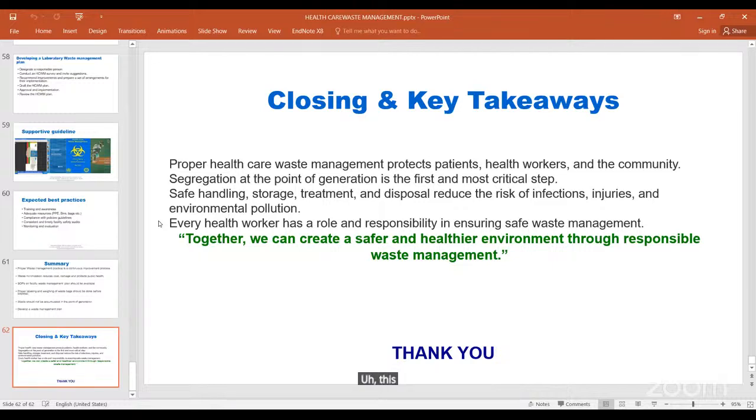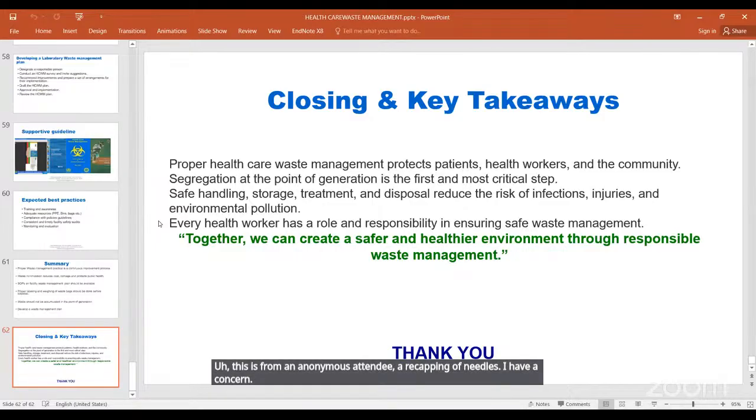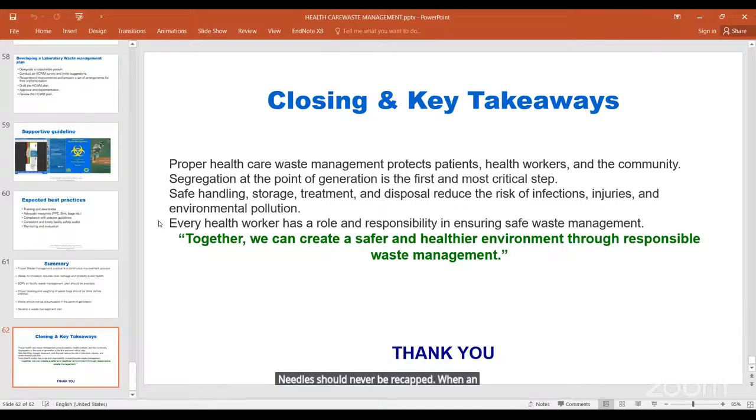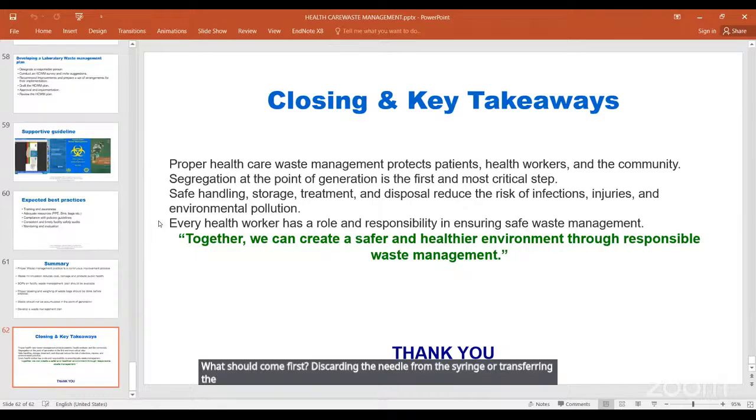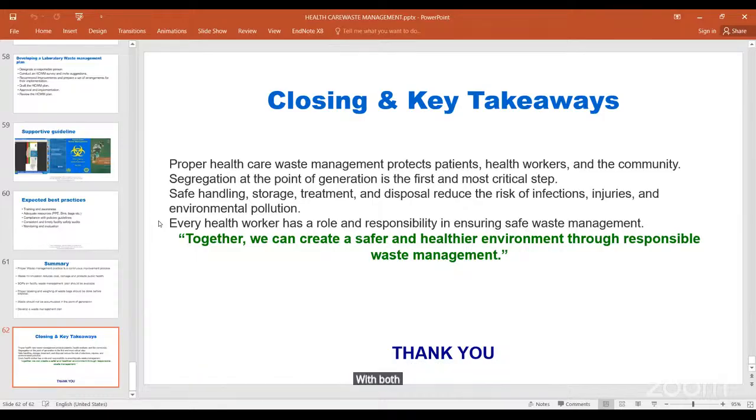This is from an anonymous attendee. Recapping of needles. I have a concern. Needles should never be recapped. When an officer is using an open system to collect a blood sample, what should come first? Discarding the needle from the syringe, or transferring the sample to the tube with both needle and syringe attached? Celine, maybe you can react to that.